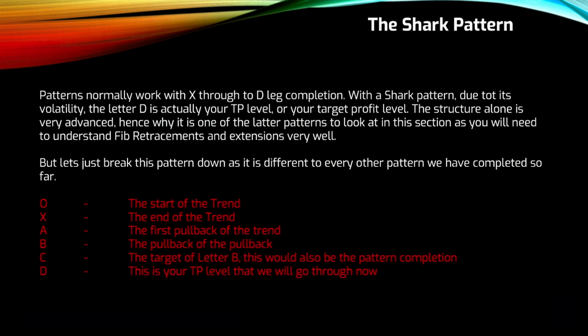Okay, so you could say, well, Brandon, to be fair then, you could have just left it as X to A, A to B, B to C. And yes, you're right, I could. However, that's not the shark pattern. So I've done it like this, and even though it's really confusing, trust me, you'll still get it. There's still an impulse leg, but instead of it being X to A, that's now O to X. Okay, there's nothing changed, other than the fact that D is now your pattern completion, which is your TP level. Because they are so volatile, very, very fast moving patterns, you need to be on this live on your charts trading it, okay? Hence why that leg is the completion.